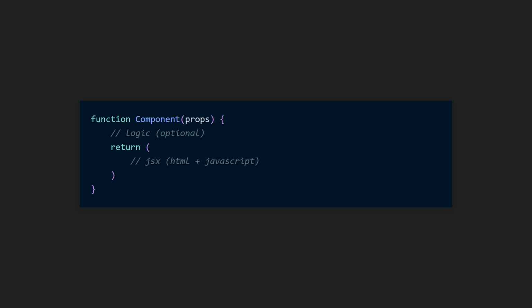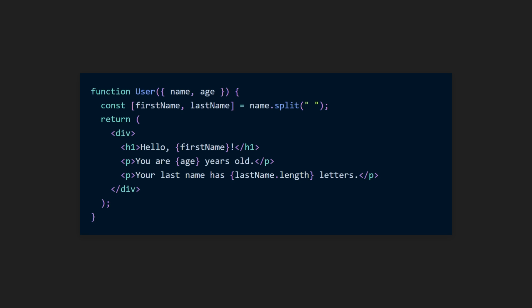A component is dead simple, a function that takes some properties as an argument, maybe does some logic, and returns a UI. And finally, the actual templating is really clean. Curly braces escape you into JavaScript land, where you can do whatever logic you want right in your template as long as it evaluates to a valid result.